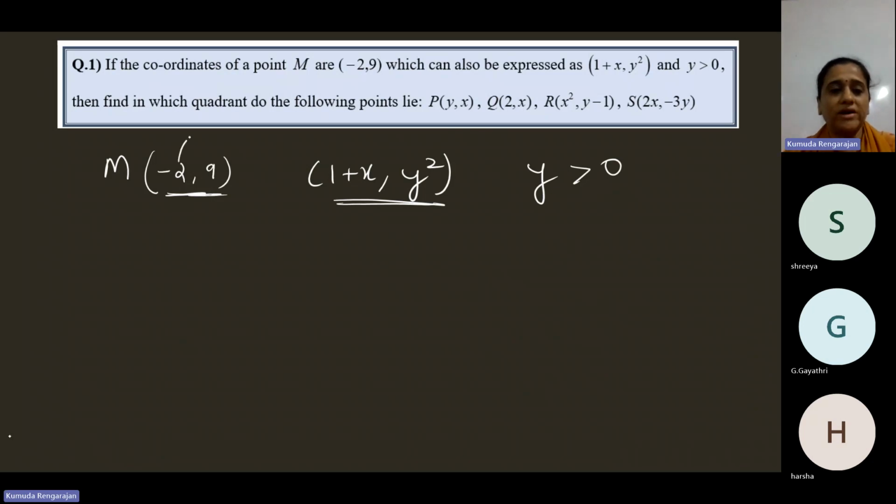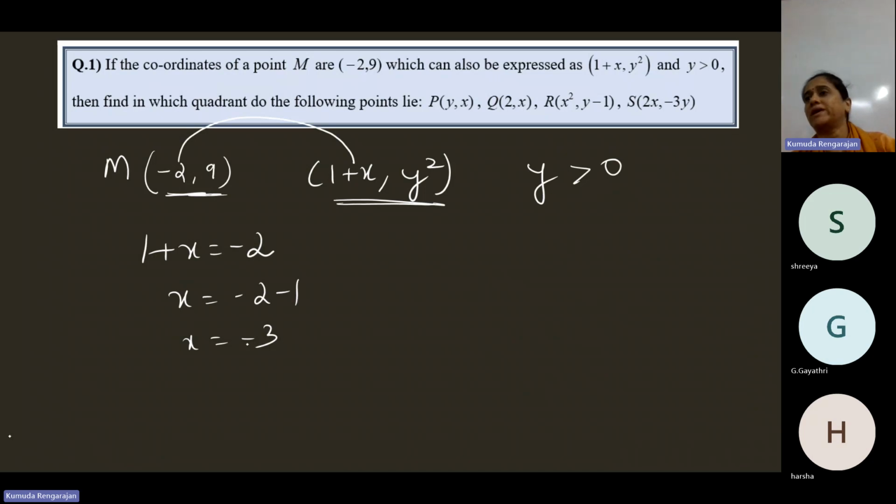So equate the x coordinate here to the x coordinate here. 1 plus x is equal to -2, so x is equal to -2 minus 1. x is equal to -3. So the value of x is -3. Do we get that? Yeah.